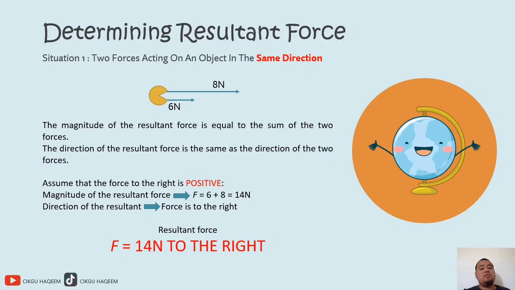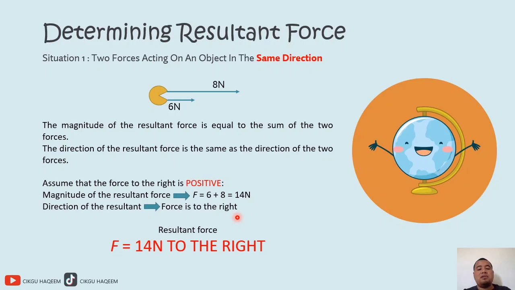So the magnitude of resultant force is equal to the sum of two forces. The direction of resultant force is the same as the direction of two forces because both forces are moving to the right. So the resultant force is also moving to the right with the sum of two forces. Okay, assume that the force to the right is positive. So the magnitude of the resultant force is 6 Newton plus 8 Newton. So the total resultant force is 14 Newton. So the direction of the resultant force is to the right.